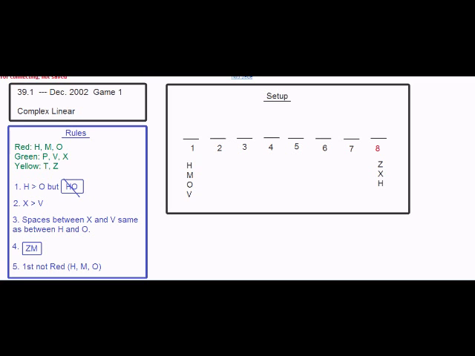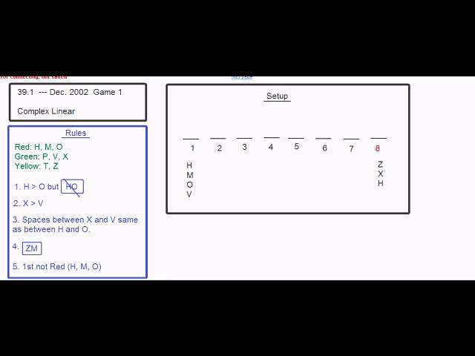So we have these files, and they just call them HMO, PV, X, T, and Z. But in addition to just having these file names, and we could have rules just about the file name directly, we also know that each of these files belongs to one of three subcategories: red, green, or yellow. And so that makes it possible for the LSAT to actually give us rules about the category instead of just about the file itself. And so we have to deal with that extra characteristic, and that's why you might call it an advanced or complex linear game. Okay, so the red files are going to be H, M, and O, the green files are P, V, and X, and the yellow files are T and Z.